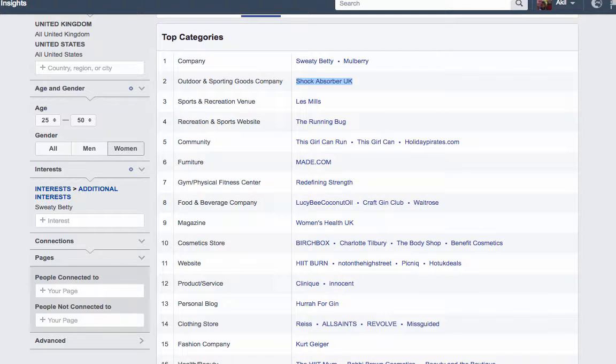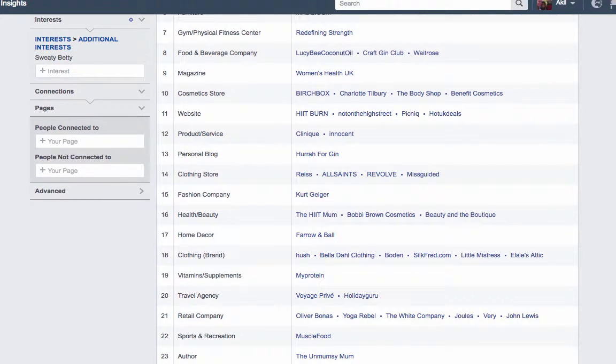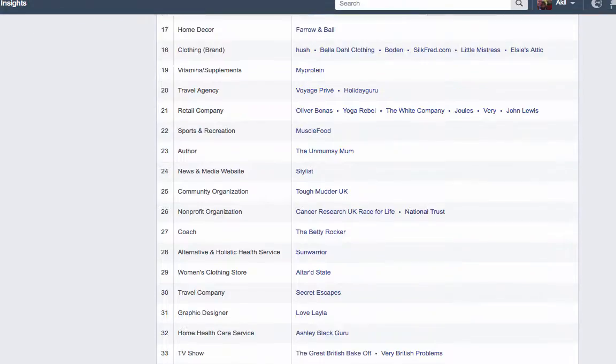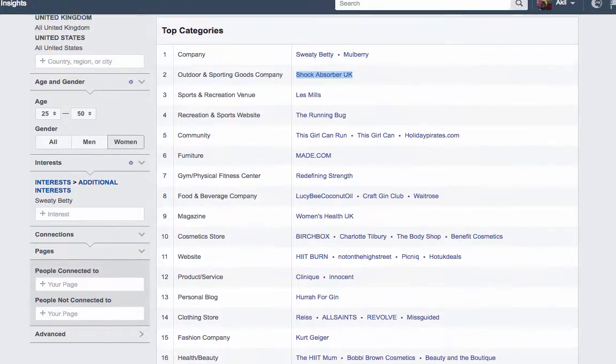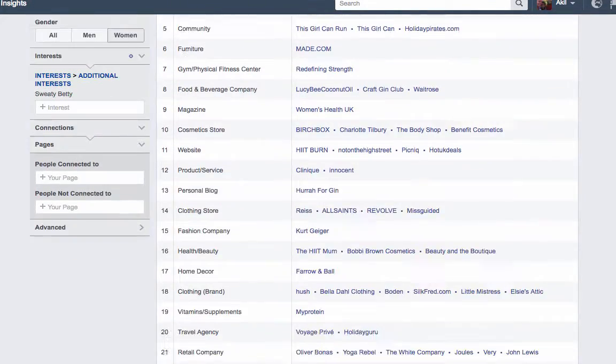So if you wanted to see more and dive into it, you can see that Reese, All Saints, Misguided, Kurt Geiger. These are all fashion stuff, as you know, or maybe you don't know. Bobbi Brown, cosmetic. Obviously, women who are in fitness or who want to eat are also into makeup and stuff like that. So these might be some of the things you want to target. And these are some of the things I would target too if I was doing what you were interested in.